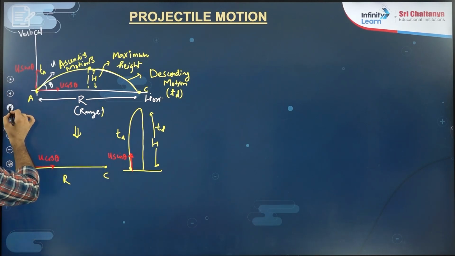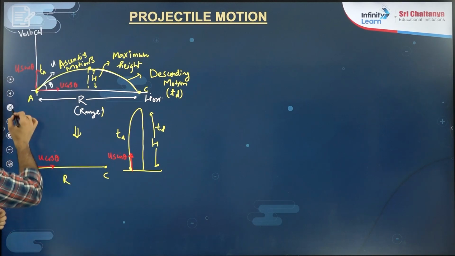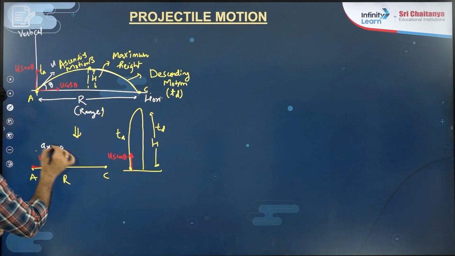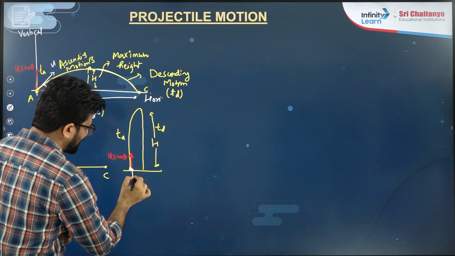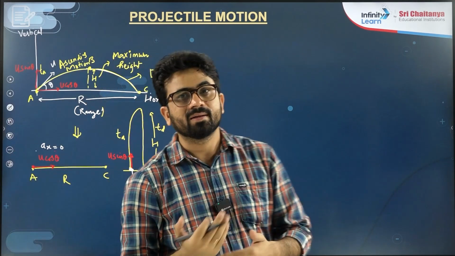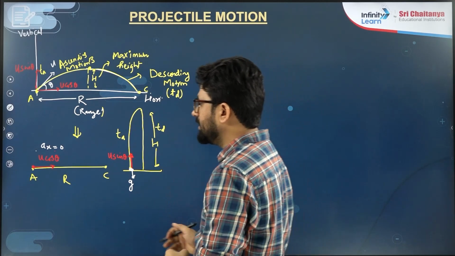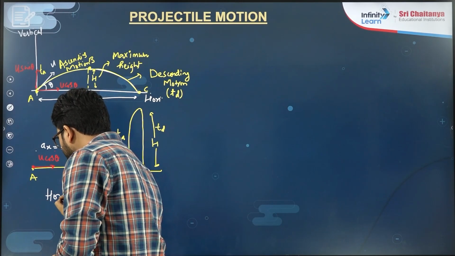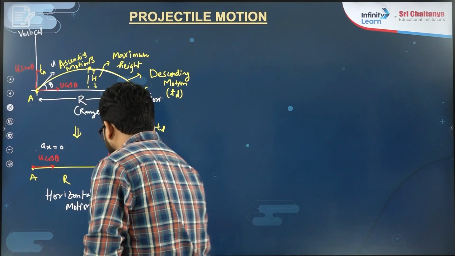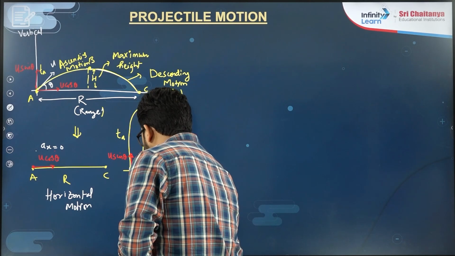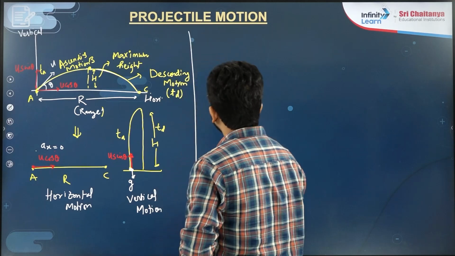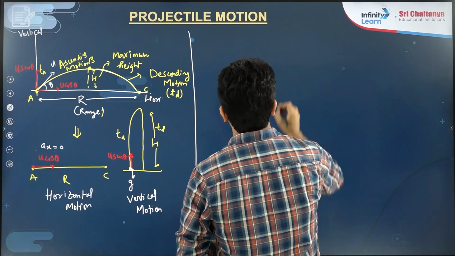Now one more thing, the acceleration. In the horizontal direction there is no acceleration. In the vertical direction there is one acceleration, equal to g. These are a few things we have to understand. Again, we can say this is one horizontal motion and one vertical motion. Now focus on both. You will understand. One is horizontal, one is vertical.